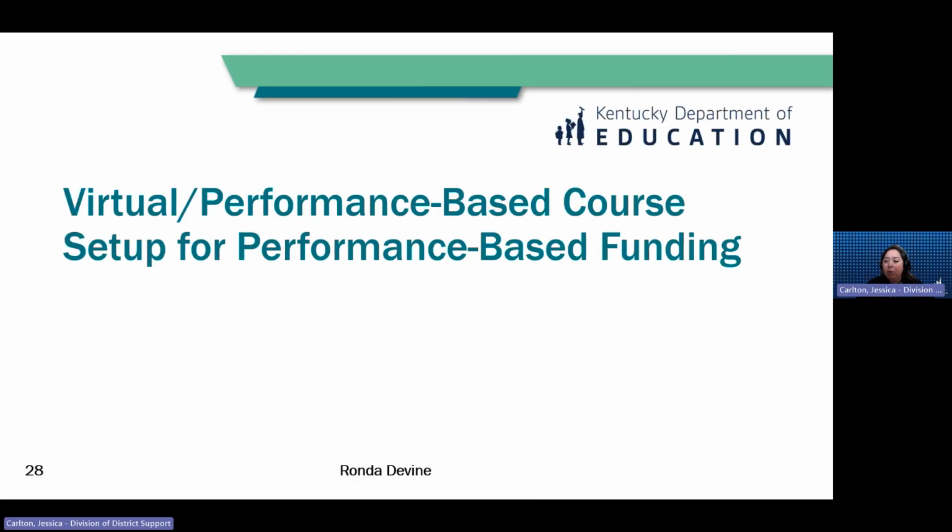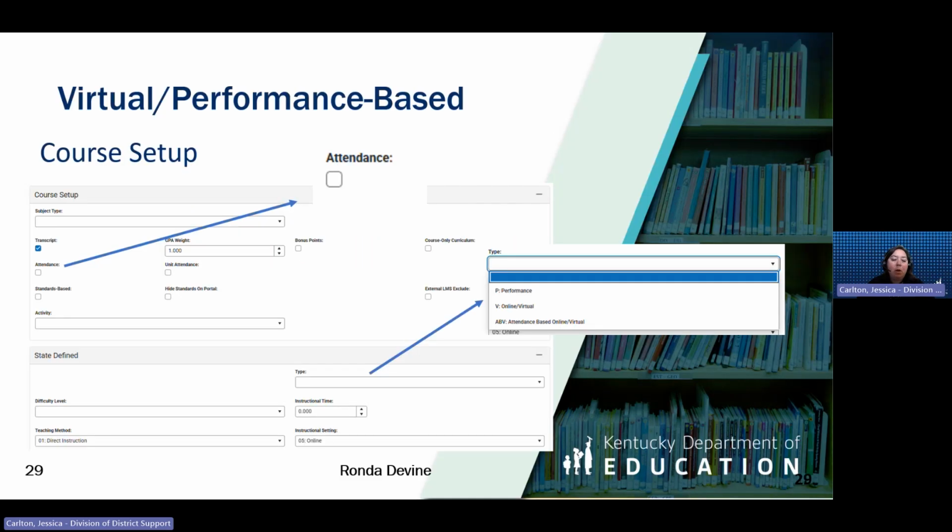Okay, so we're rolling right through. We're going to talk a little bit about virtual performance-based courses and the setup of performance-based funding. As I talk through this, we're speaking to what we call traditional performance-based courses. These are courses such as your dual credit courses or any course with your student receiving a grade based on your performance-based policy. This can be in your virtual school.